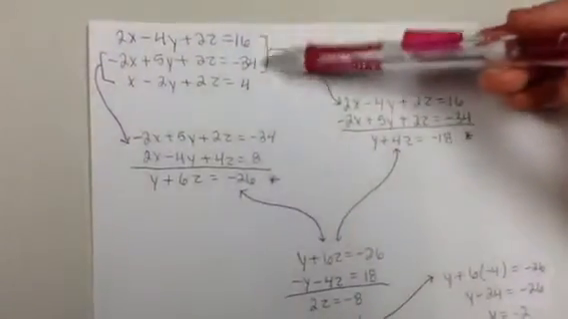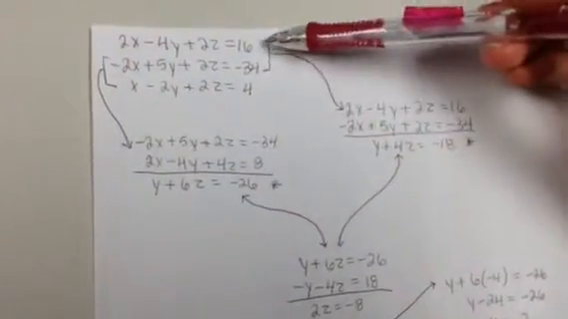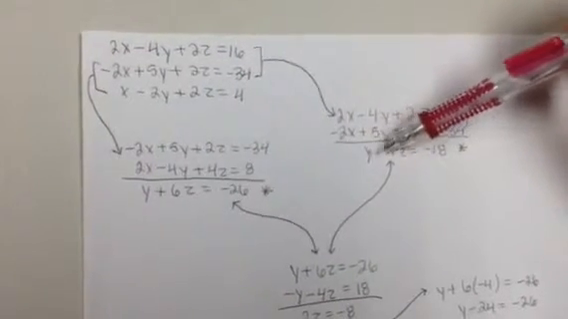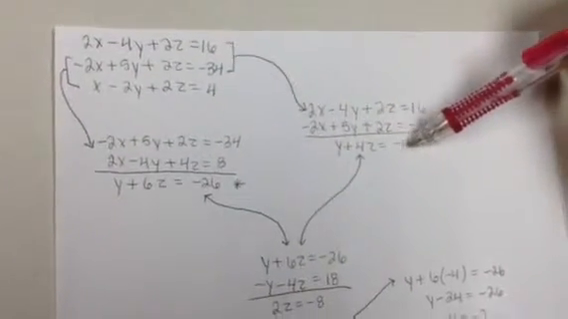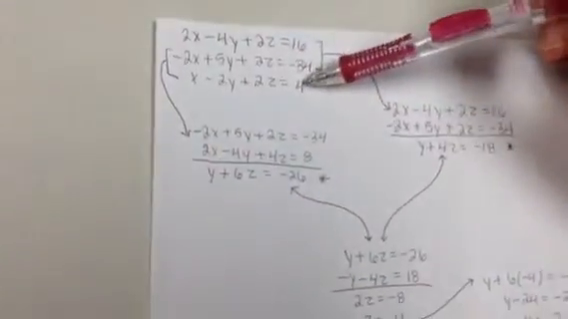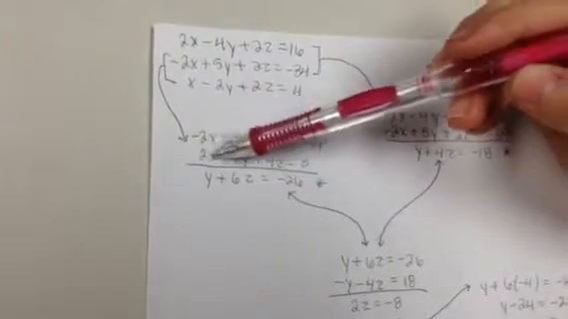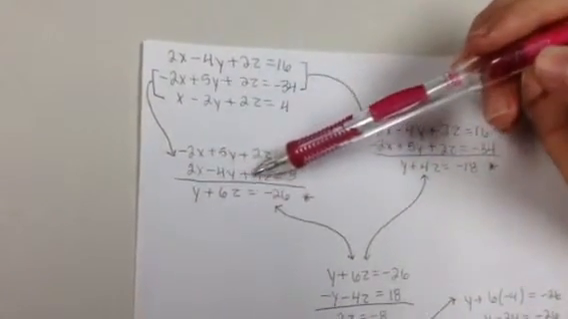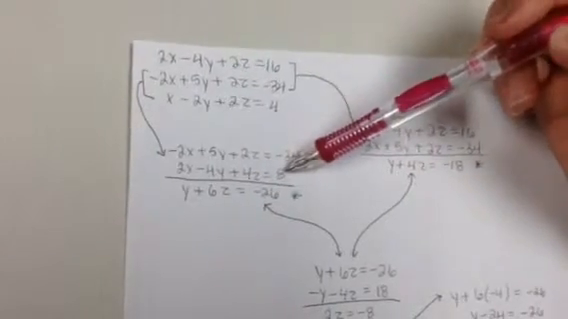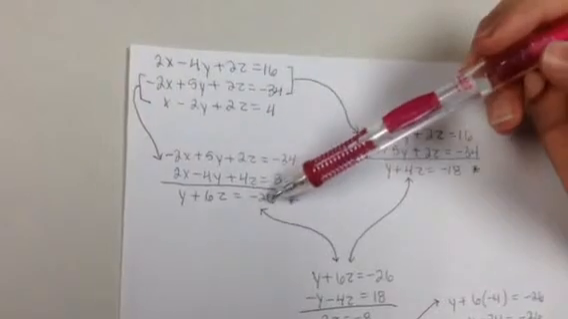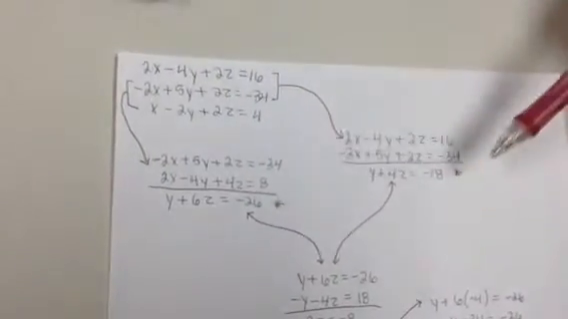First, we took the 3 equations they gave us in the problem, and we took the top 2 over here and used elimination to get y plus 4z equals negative 18. Then we took the bottom 2 over here, multiplied the very bottom by 2 to get 2x minus 4y plus 4z equals 8. And then we used elimination again to get y plus 6z equals negative 26. And those are our 2 new equations.